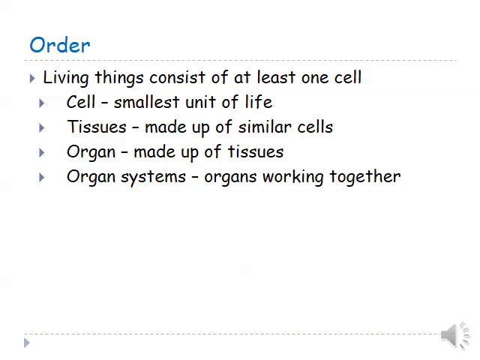2 or more tissues form organs. And then organs can be grouped together into organ systems. These are where you have a variety of organs that are all working together to perform one common function. Let's look at an example.